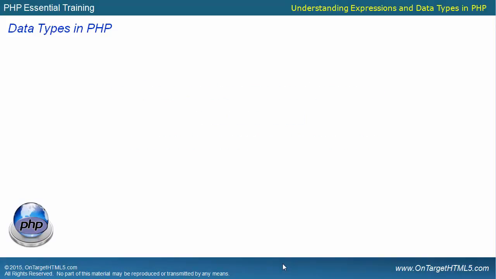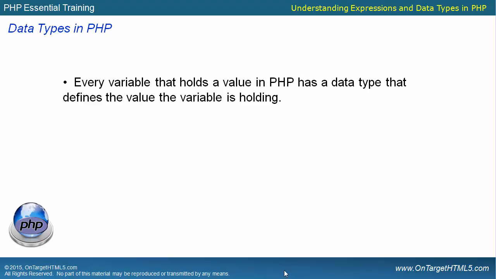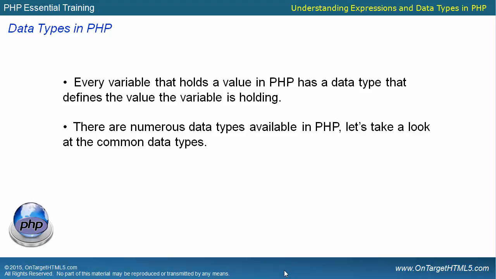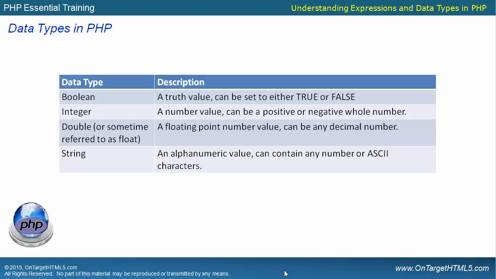Because what I want to do now is take a fast look at data types in PHP, because you need to understand that there are different types of data that we can have inside our PHP. And sometimes it's important to know what type of data we have. So every variable that holds a value in PHP has a data type that defines the value the variable is holding. There are numerous data types available in PHP, so let's take a look at the more common types of data that we're going to be using throughout our exercises.